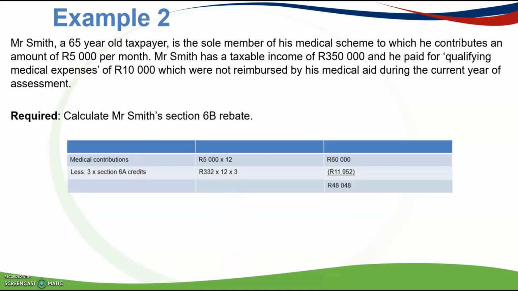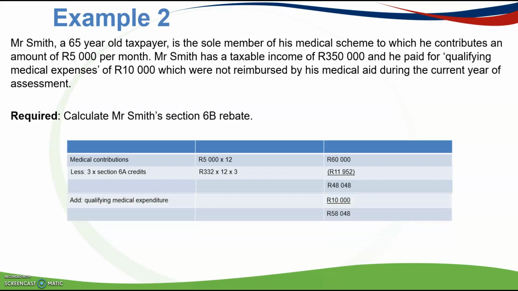If you refer to example 1, the difference between when a taxpayer is younger than 65 and when they are 65 or older is, instead of 4 times the 6A credits, you multiply by 3 times the 6A credits. So it's still the 332 multiplied by 12 times 3 instead of 4, right? You get to an amount of 11,952, and then the difference between those two amounts, meaning the excess of the contributions, is 48,048 rand, right? And then you add your qualifying medical expenditure, which is similar to the previous example, of 10,000.